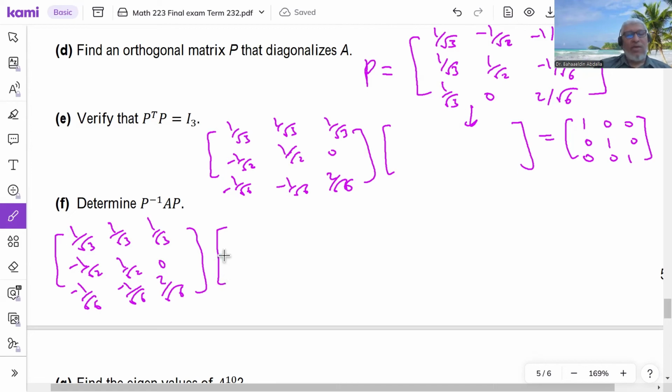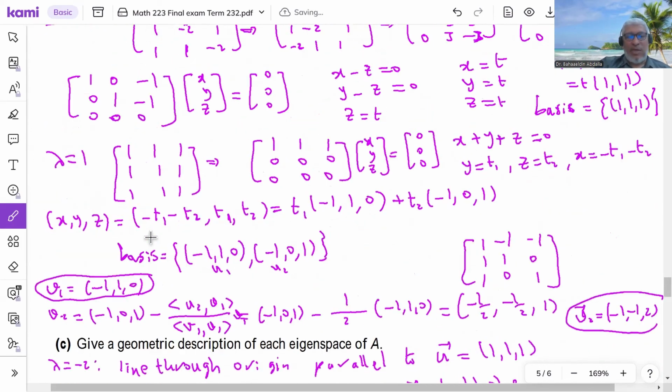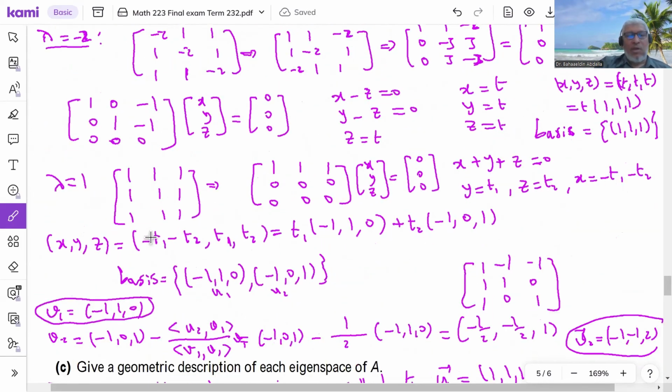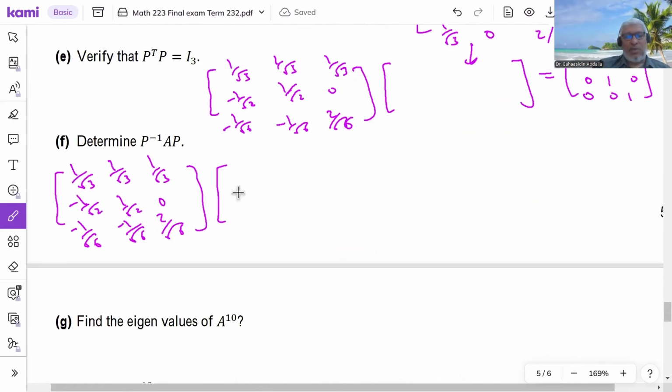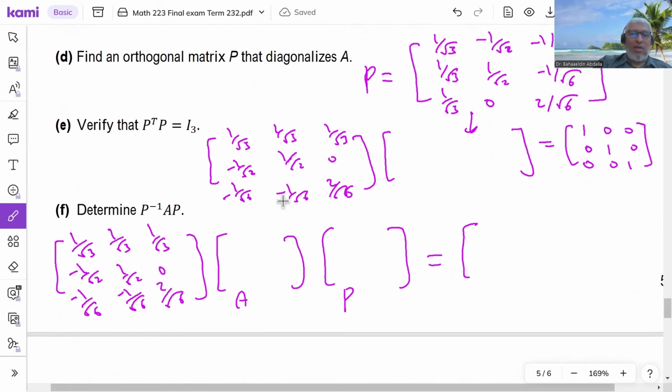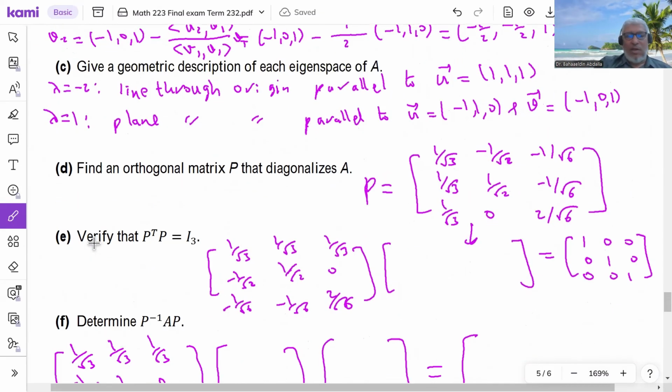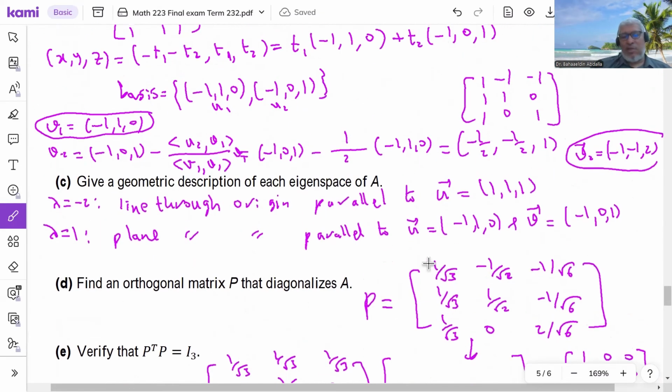Multiplied by A, write the matrix A, okay? And write the matrix B here, A please, and here B. When you multiply these two, you should get a diagonal matrix, where the diagonals are the first, this vector comes from where?